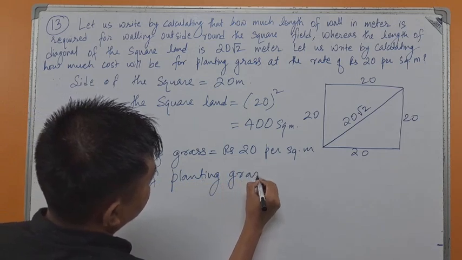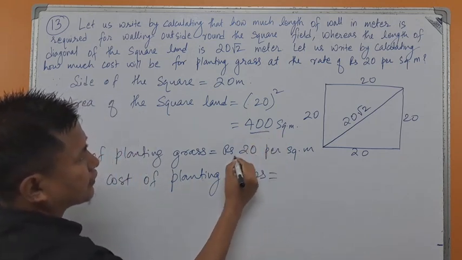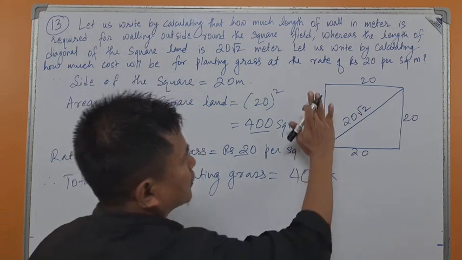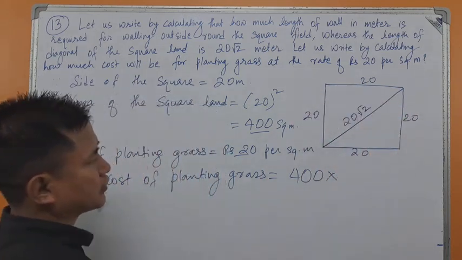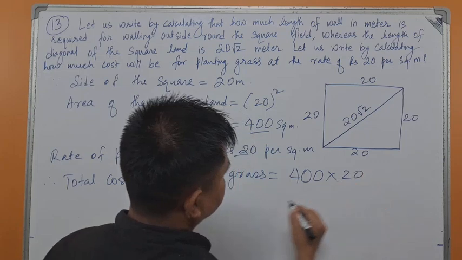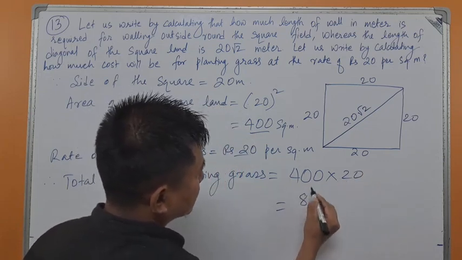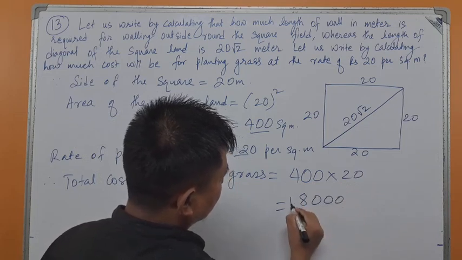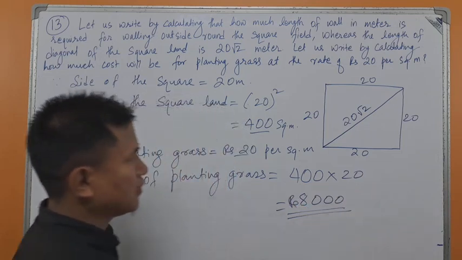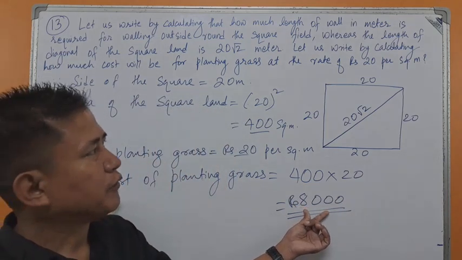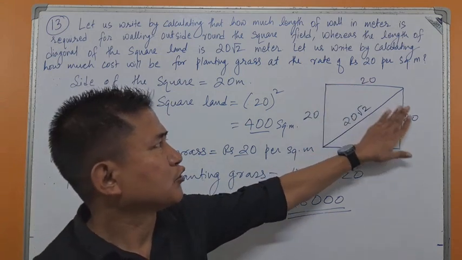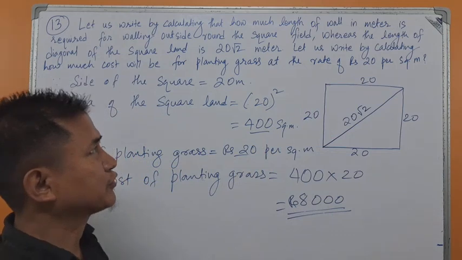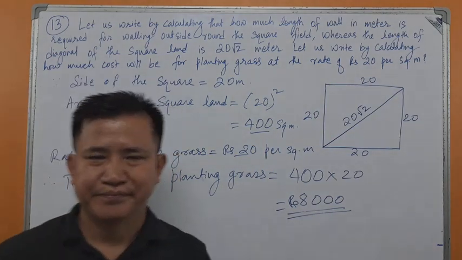grass equal to area into rate, isn't it? So we need to plant the whole land, isn't it? So 400 into 20, 2 4 ja 8, 00 and these zeros, triple zeros, rupees 8,000. Rupees 8,000 will be required to plant grass in the total area, okay? That is 400 square meters. So this is the solution for question number 13.